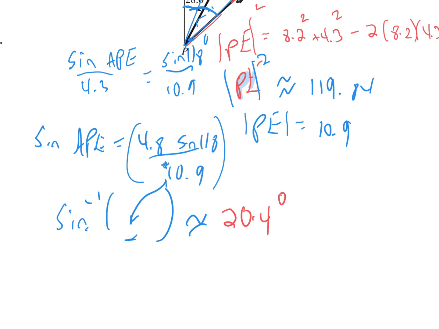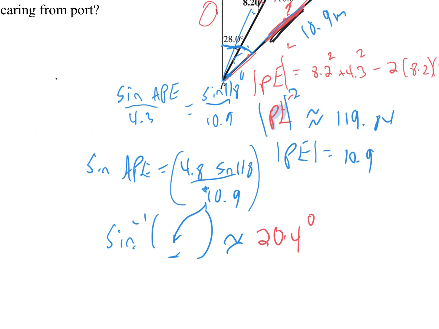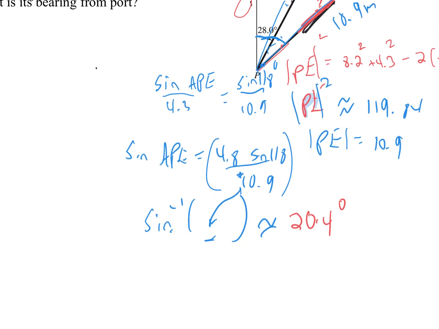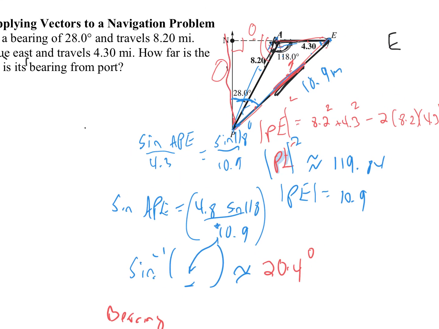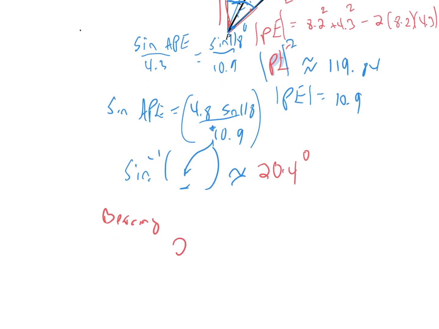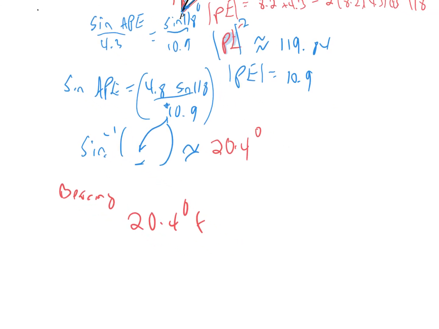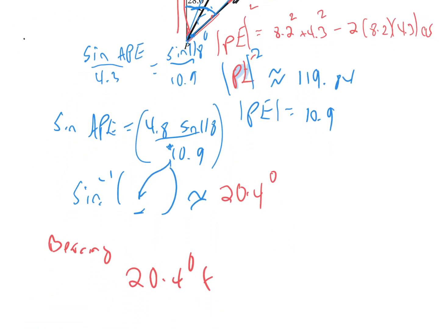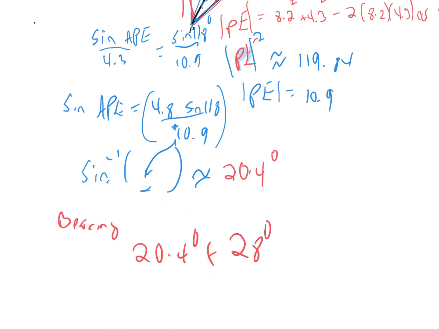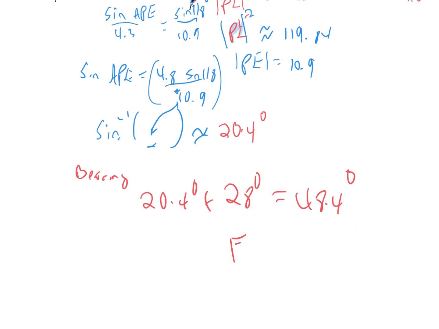No, that's not my bearing. That's just this angle here. My total bearing from going due north will be the 20.4 degrees plus the 28 degrees, so 48.4 degrees. And of course, that does mean from due north.